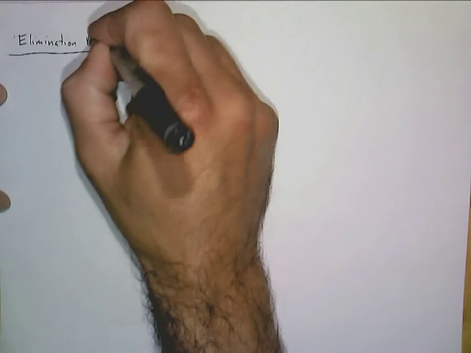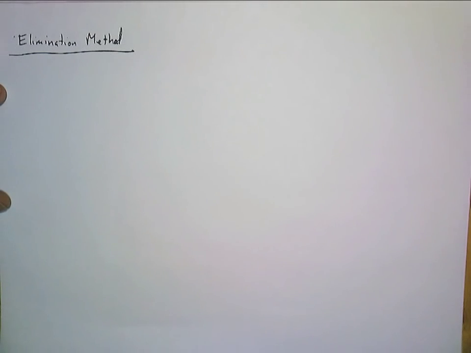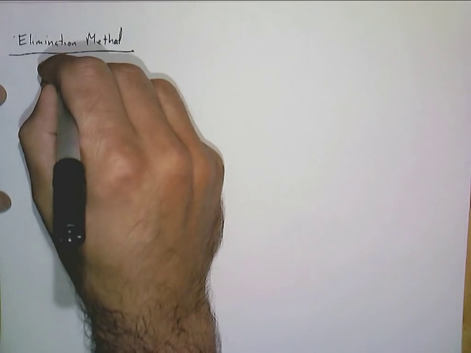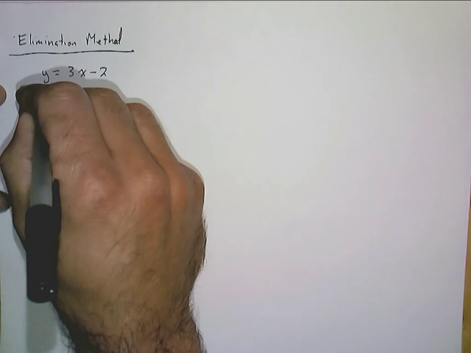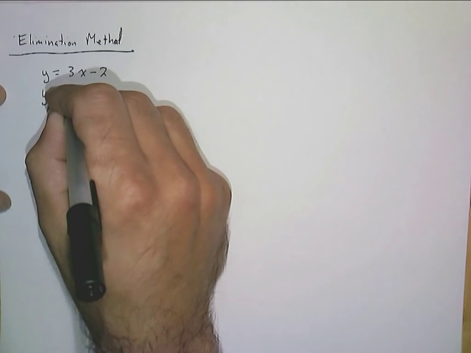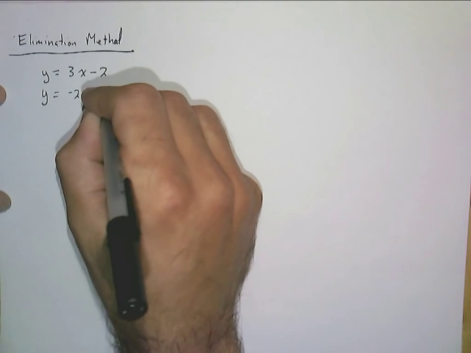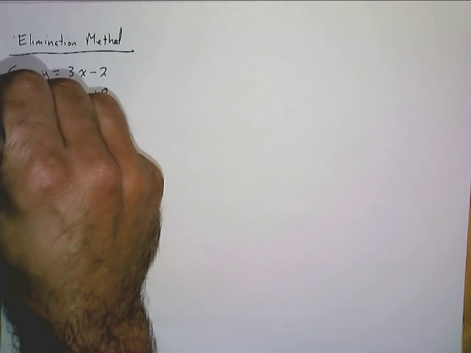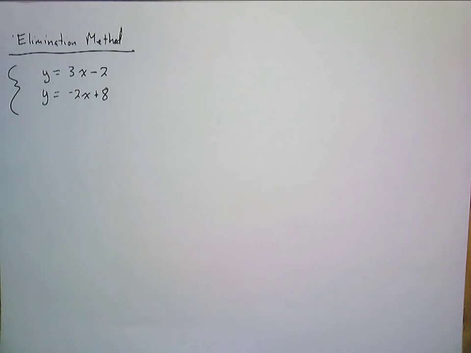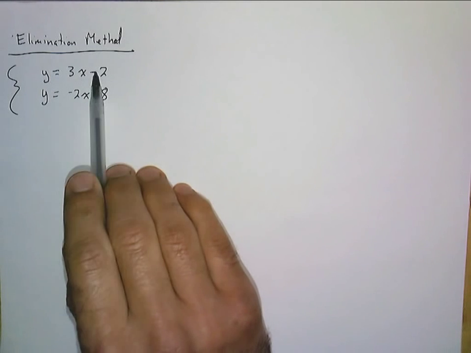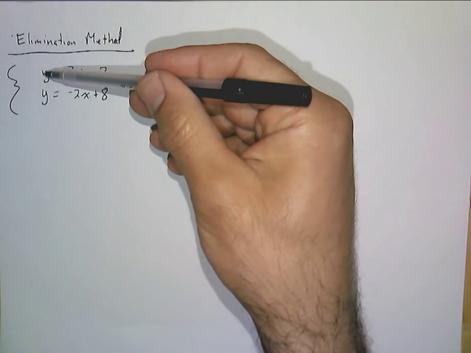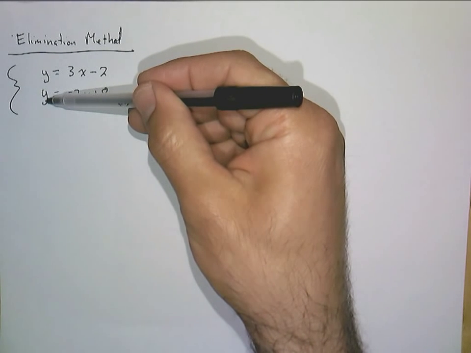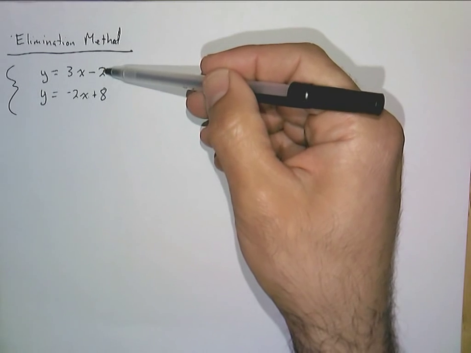And we'll just use this exact same example. We have y is equal to 3x minus 2, and y is equal to negative 2x plus 8. There's our system. Now here's how the elimination method works. This thing is equal to this thing, and this thing is equal to this thing. So if we add these two things together, we should get the exact same thing as what we get when we add these two things together.